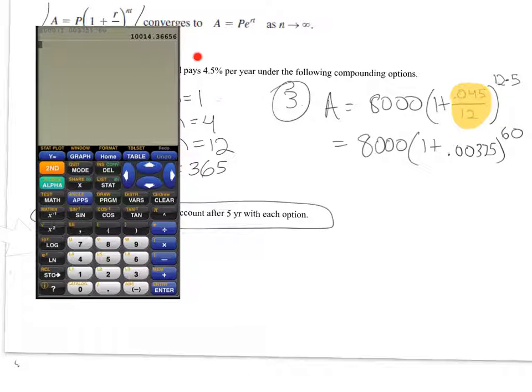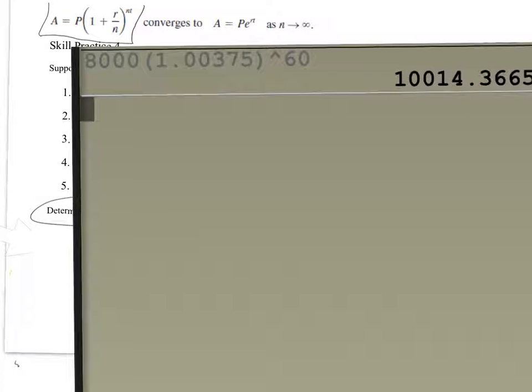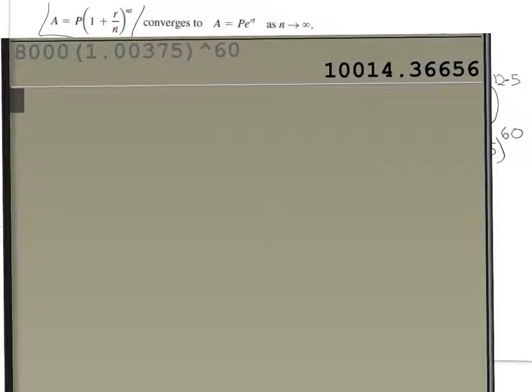All right, so notice we went ahead and plugged that into my calculator, just as so. Let me zoom in here just so you can see what I did. Again, make sure you're good users of those parentheses right here. All right, so make sure you use those parentheses. And so we have 8,000 times the quantity 1.00375, and that's raised to the 60th power. All right, and as our output, that's what we got right there, 10,014.